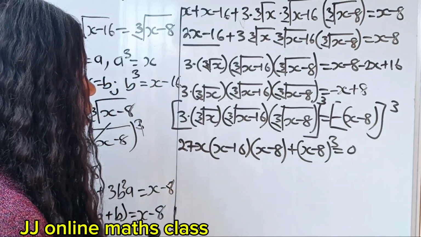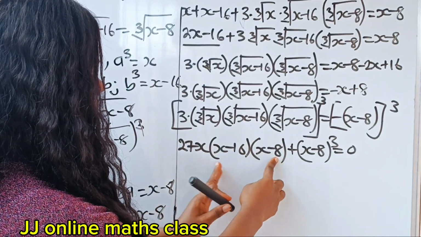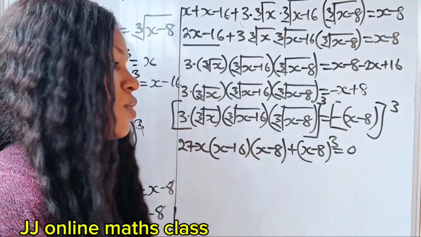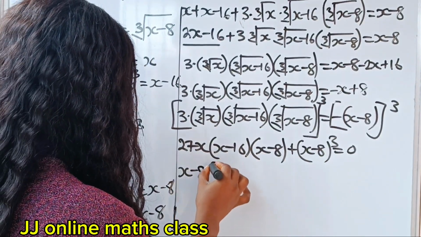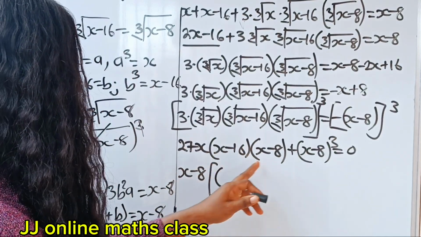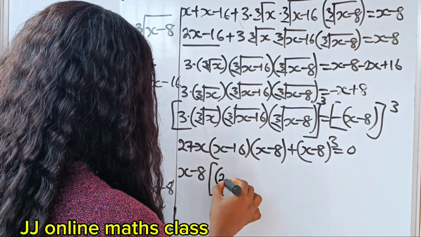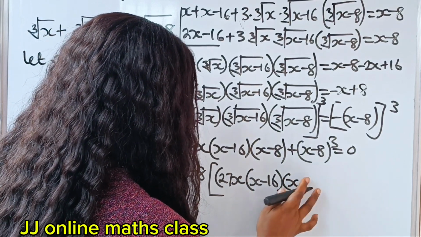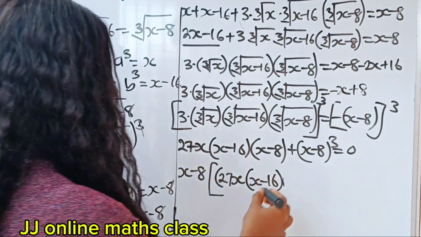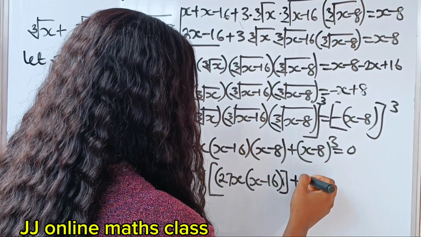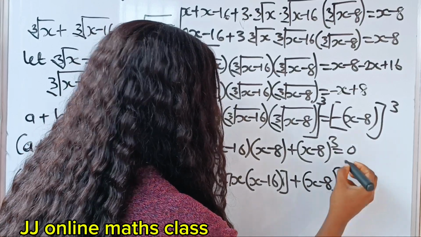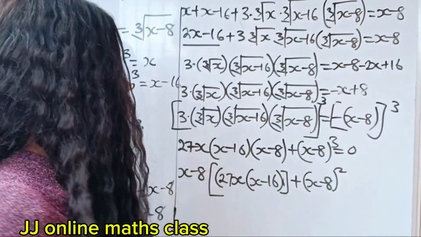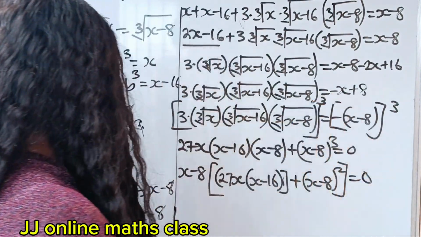All right. Now notice that we have x minus 8 this side and we have another x minus 8 this side. That means we can factorize it out, okay? So if we bring out x minus 8 and open our bracket, if we factorize it out here, what will remain is 27x multiplied by x minus 16, bracket x. Okay, there's no x minus 8 again for this side, right? Now plus 1, x minus 8 to the power of 2. Sorry, yes, when this is divided by this, it will remain x minus 8 to the power of 2, right? All right, is equal to 0.